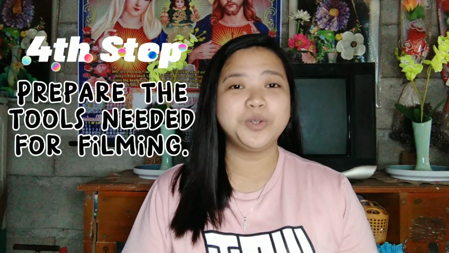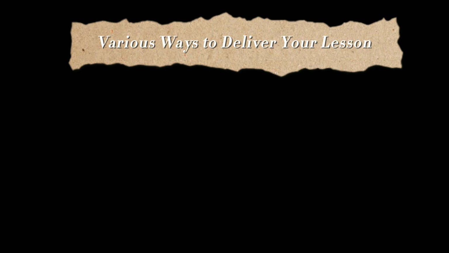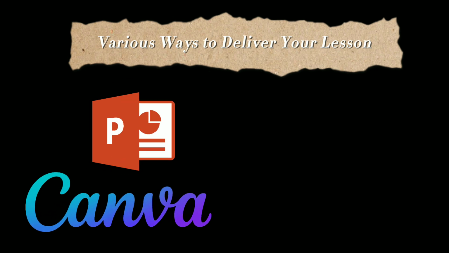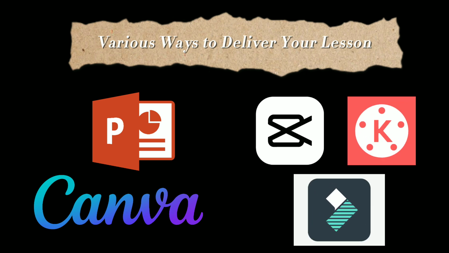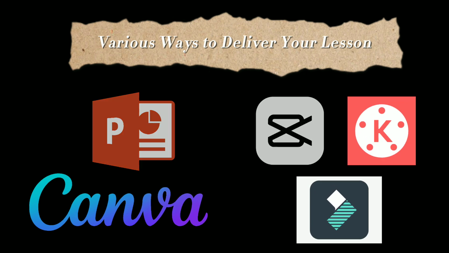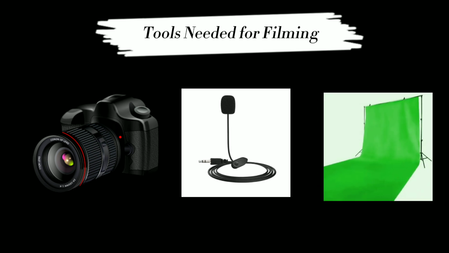Okay? The fourth step is to prepare the needed tools for filming. Now that you have a script, you can prepare for filming and recording. There are various ways to deliver your lesson. It can be through PowerPoint or Canva presentation or manual editing through different editing apps. So, the things that you need to prepare for filming are the camera, microphone, backstrap, and a quiet place.